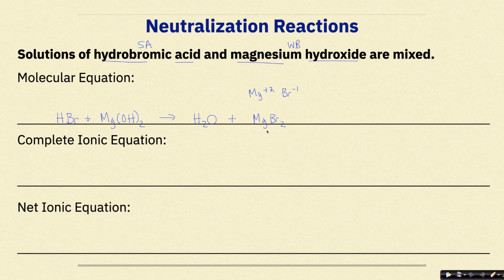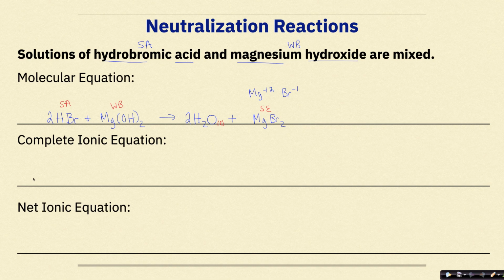The next thing that I'm going to do is balance this. So I have 2 bromines over on my product side, so I'm going to put a 2 in front of the HBr. And then the last thing that I need to do is put a 2 in front of the H2O. And then looking over everything, I think I'm pretty good to go. So I know HBr is a strong acid, and I know that magnesium hydroxide is a weak base. Water is a liquid, we're just going to leave that alone. And then MgBr2 is a strong electrolyte, so that's going to fully dissociate.